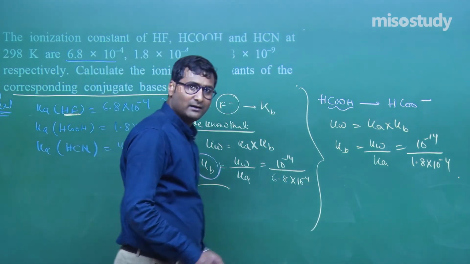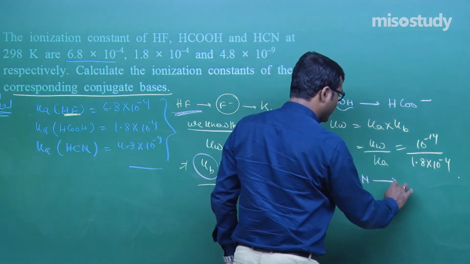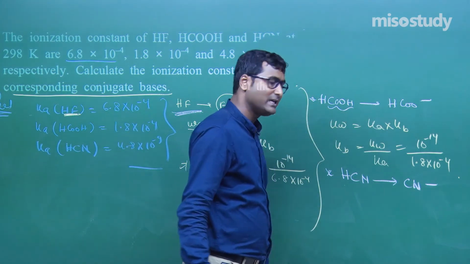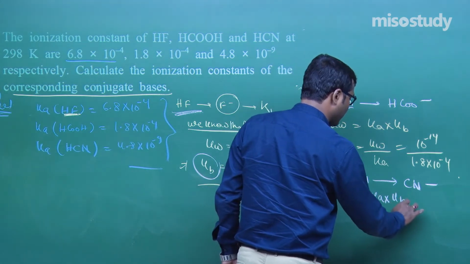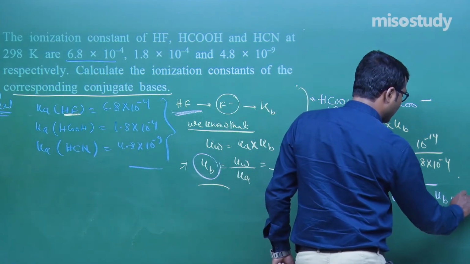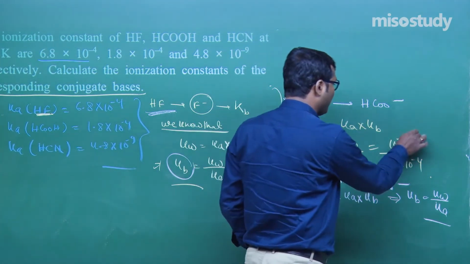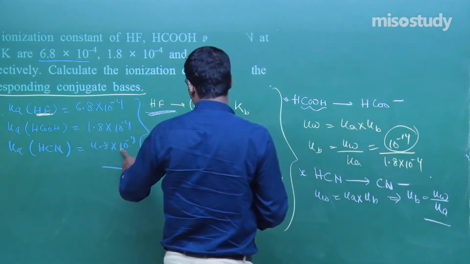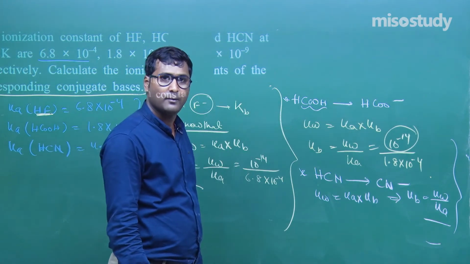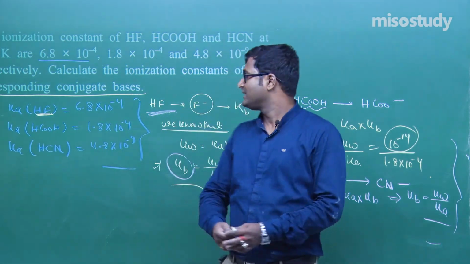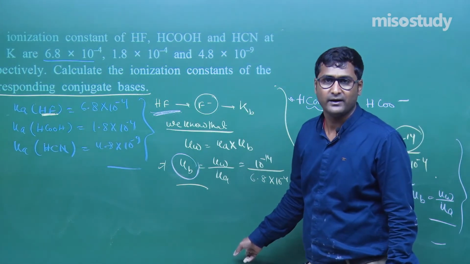That is HCN. Conjugate base is CN minus. Again we know Kw is equal to Ka into Kb. So Kb is Kw upon Ka. Kw is 10 to the power minus 14, and Ka is 4.8 into 10 to the power minus 9. You will solve and you will get the answer. These are the things. Now I am giving you a few seconds to solve this one.